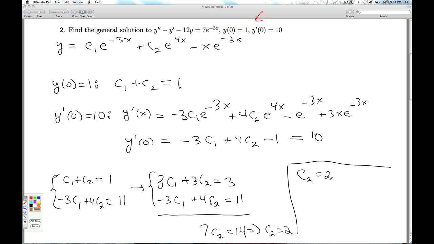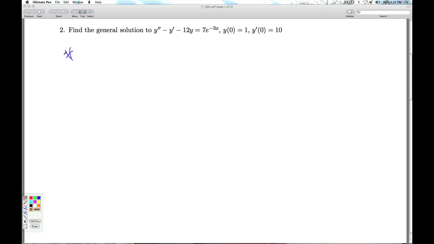So I know that c2 is 2. I can substitute back in. c1 plus c2 is 1. That gives me c1 is negative 1. So what does that mean? Well, this tells me the coefficient here of e to the minus 3x is negative 1. The coefficient of e to the 4x is 2. So I get my grand final solution. Y equals 2e to the 4x minus e to the minus 3x minus x e to the minus 3x. That'll do it for quiz 2.